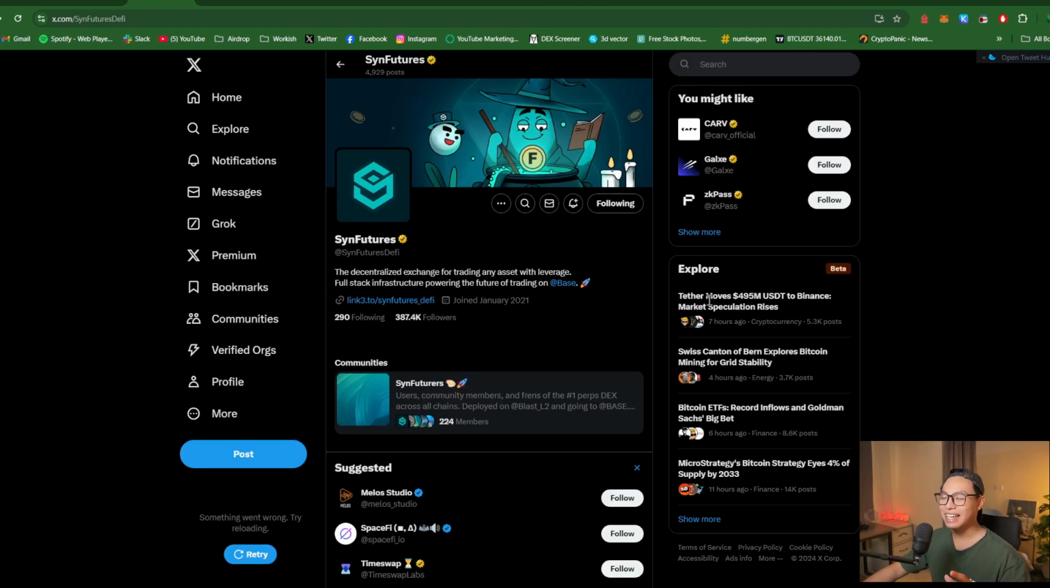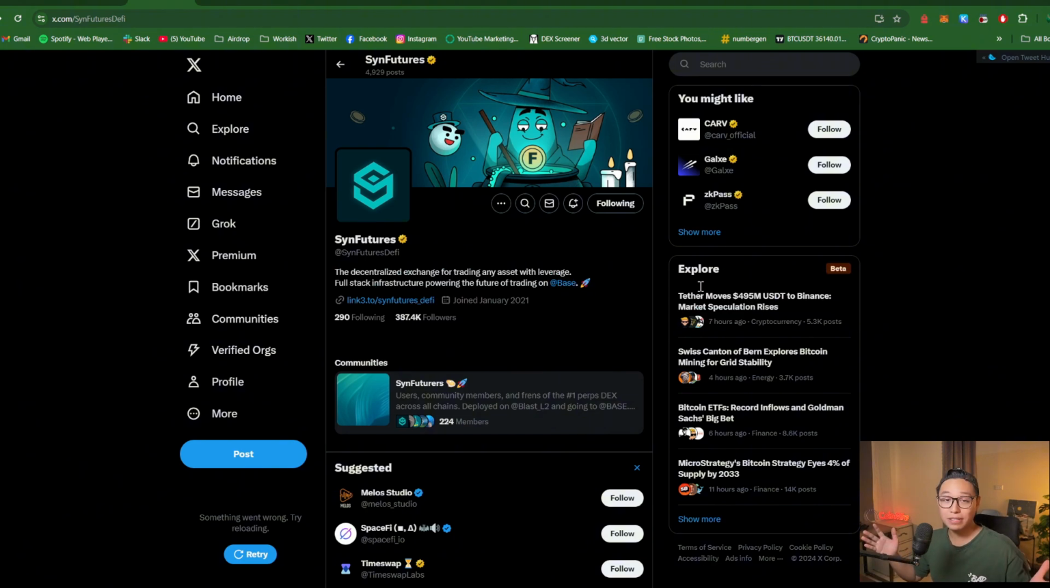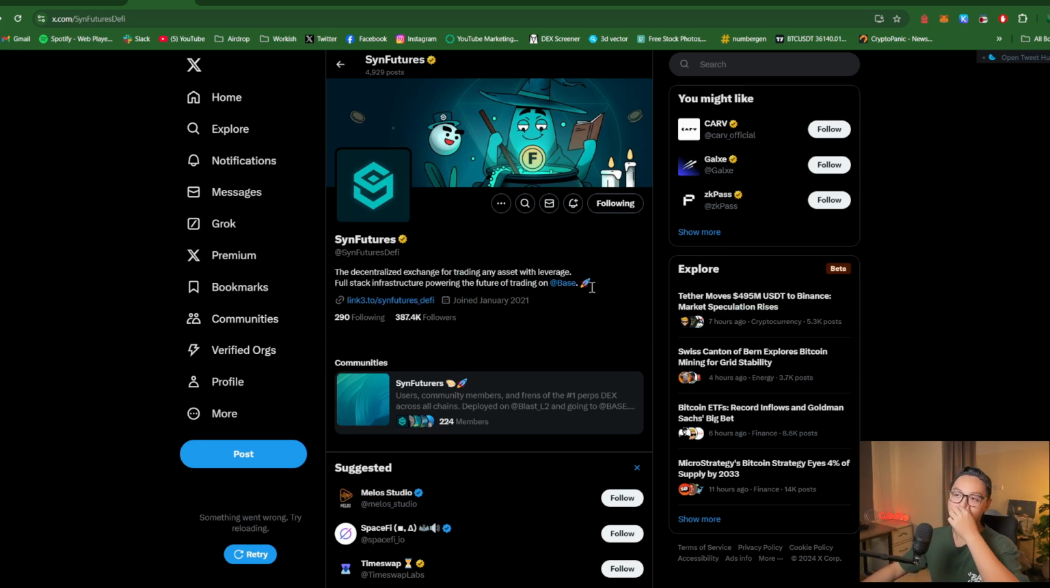So SynFutures is essentially a perpetual decentralized exchange, which is obviously nothing new. If you're in DeFi, you probably know what they are, but they do have a unique mechanism. Imagine Uniswap v3 concentrated liquidity, but for a perpdex. Uniswap v3 concentrated liquidity is basically for the spot market, for swaps. But SynFutures takes that model and applies it to the derivatives market, and by doing that, they have some really interesting mechanisms.